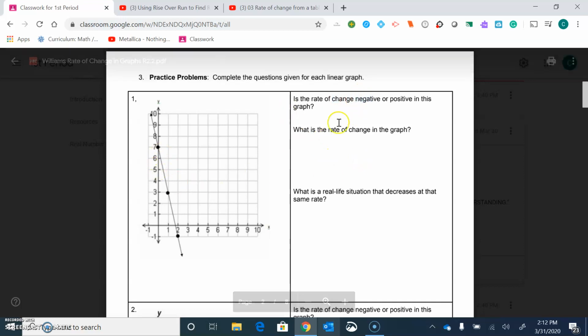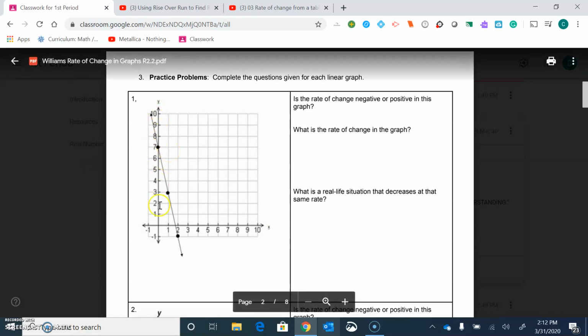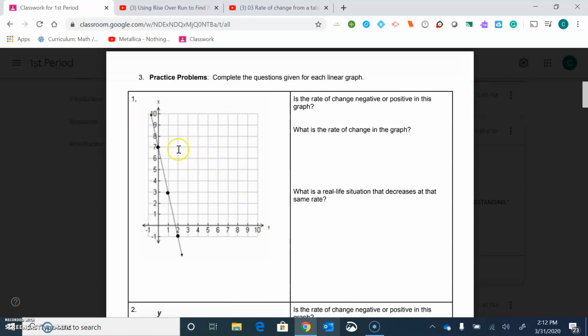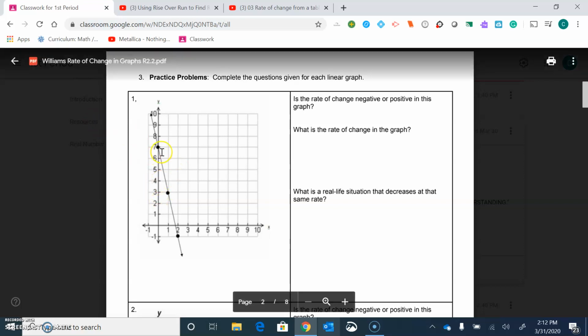It says, what is the rate of change in this graph? In order to figure out rate of change, I have to do what's called rise over run. So in a positive graph, I would go up and then over. On the negative slope or negative rate of change, I'm going to go down and over. So we call it rise over run because you're either going to go up or down first, and then you always go to the right. We rise up or down, and then we run to the right.